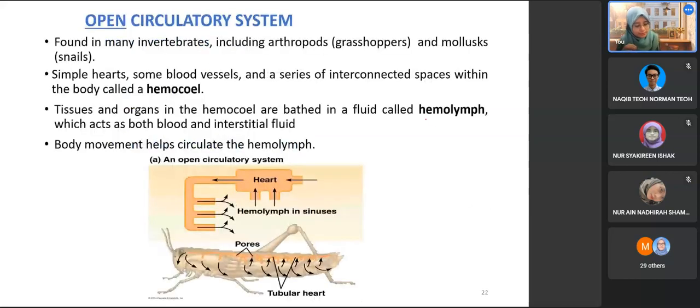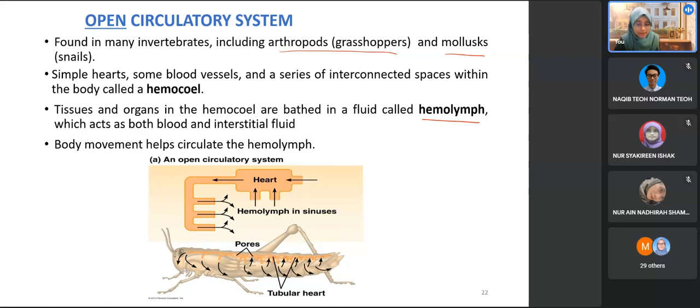Hemolymph. For this type of circulatory system, the open circulatory system, they are found in insects, arthropods, such as grasshopper, and also mollusks, such as snails. Okay, haiwan yang ada cengkerang lah kan. So mollusks, snails, and also clams, oysters. So that is for the open circulatory system.